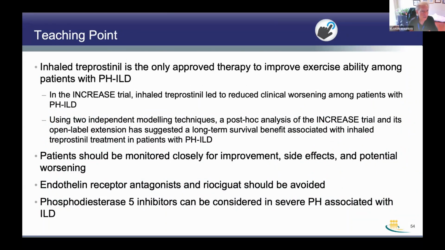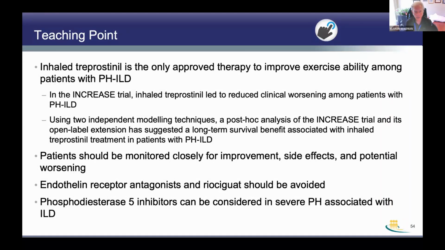So the teaching point here is inhaled treprostinil is the only approved therapy to improve exercise tolerance among patients with PH-ILD. In the INCREASE trial, inhaled treprostinil led to reduced clinical worsening among those patients with PH-ILD. And using 2 independent modeling techniques, we performed a post hoc analysis of the INCREASE trial and its open label extension, and these have suggested a long-term survival benefit associated with inhaled treprostinil treatment in patients with PH-ILD. And obviously, patients should be monitored closely for improvement, certainly for side effects and potential worsening.